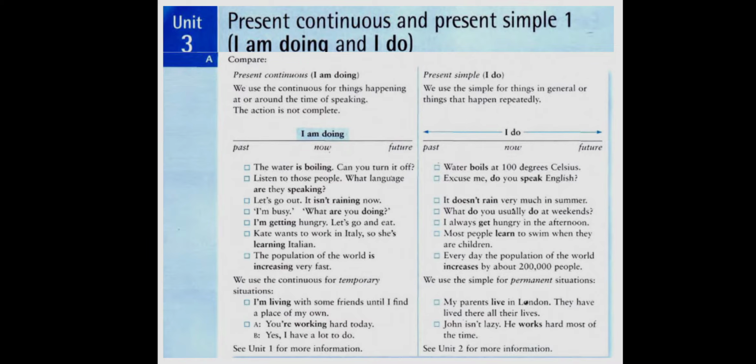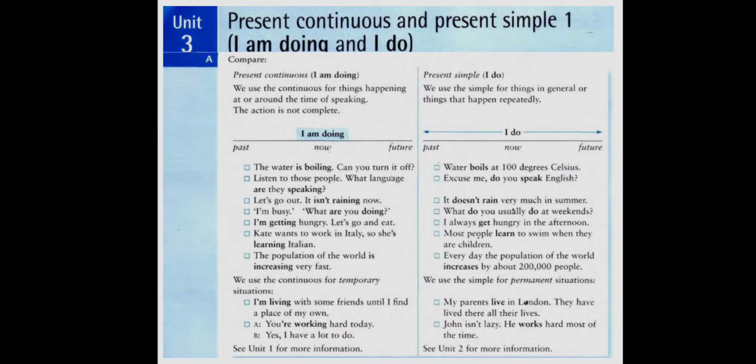Let's take examples here of present continuous. The water is boiling. Can you turn it off? Here, the implication of can you turn it off means the water is on the oven now and it is boiling now. You are asking someone to turn it off. We are speaking about the water now. The water now is boiling. So we use a present continuous because we are in the middle of the action.